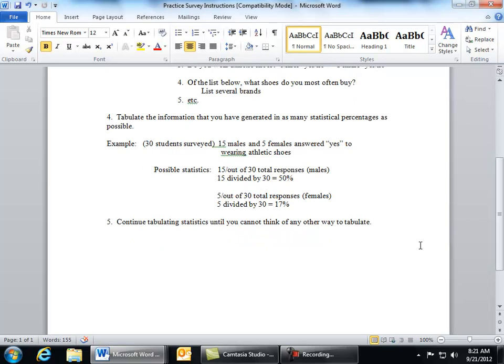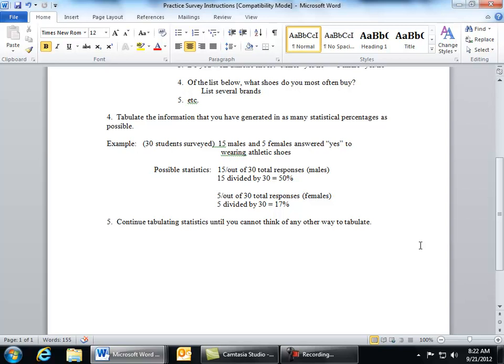Number 4, tabulate the information that you have generated in as many statistical percentages as possible. So in our example here, 30 students have been surveyed, 15 males and 5 females. That ratio is quite interesting, 15 to 5. So 15 males and 5 females answered yes to wearing athletic shoes. Of course, did I include how many said no? If you look at the number of 30 students surveyed, how many don't wear athletic shoes? 10. That's 30% automatically who don't wear athletic shoes. That's a pretty big number.